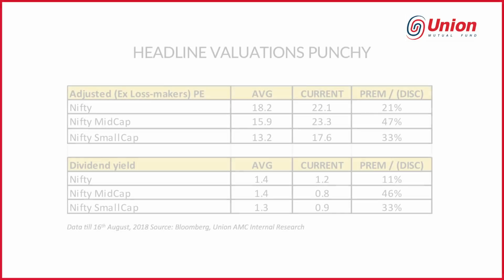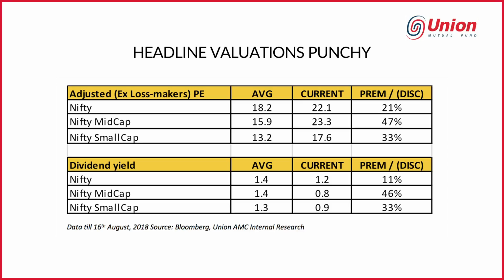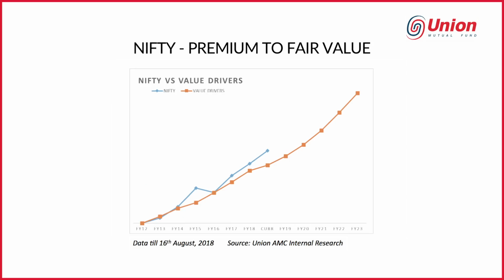Nifty trades currently at about 23 times trailing 12-month earnings, which is one standard deviation above long period averages. The mid and small cap companies trade at even higher premium valuations compared to their longer period averages. Based on our proprietary fair value framework, Nifty trades at a significant premium to its current fair values.